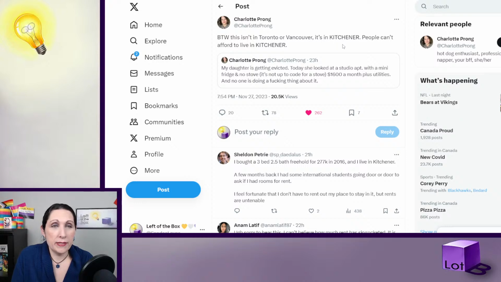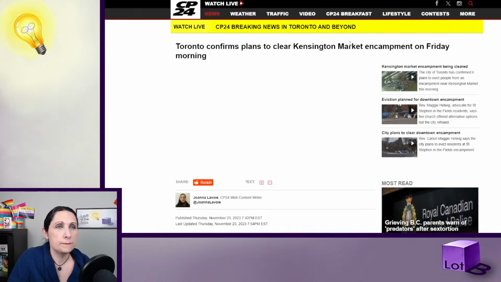And as she points out, this is in Kitchener, not a huge city, not the metropolis of Toronto or Vancouver. This is just a regular city with rent like that for a studio apartment. That's not even up to code for a stove. How are we supposed to live like this? And then our options for what we can do just keep on getting taken away and taken away.